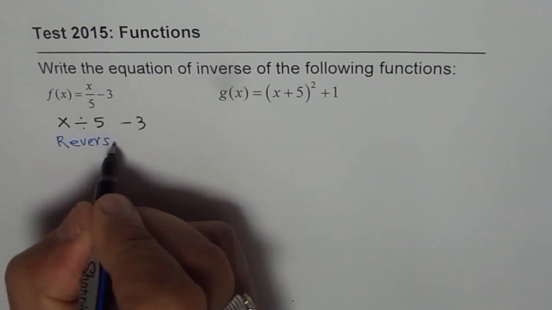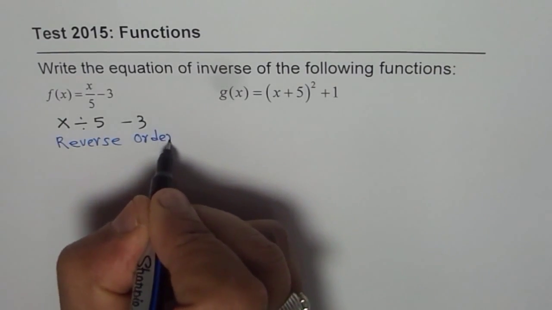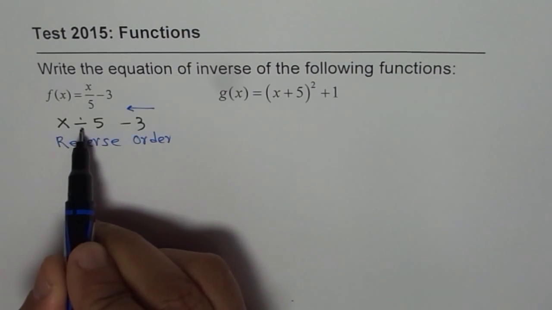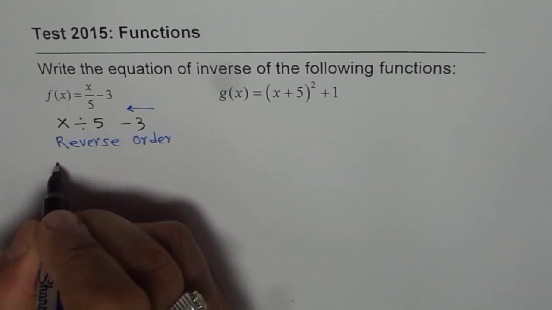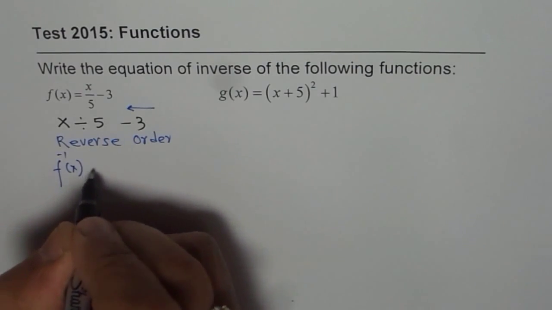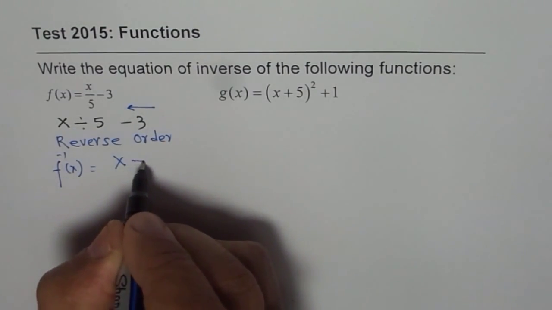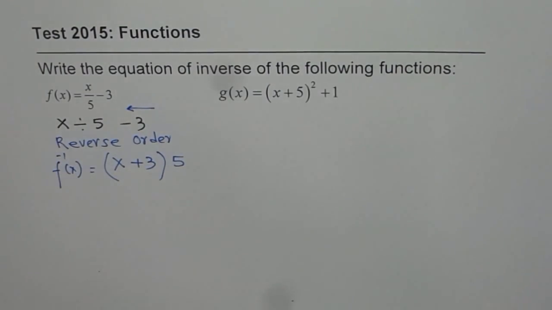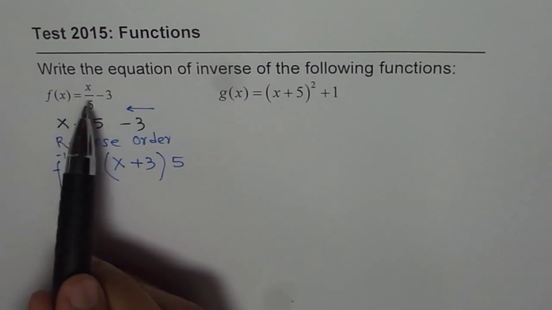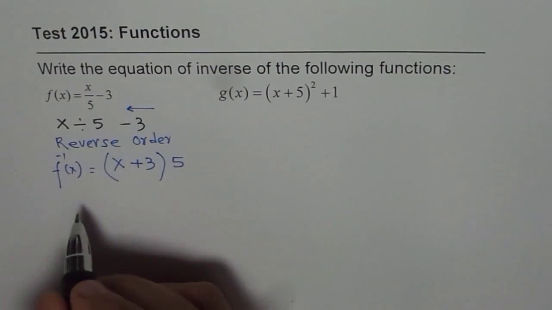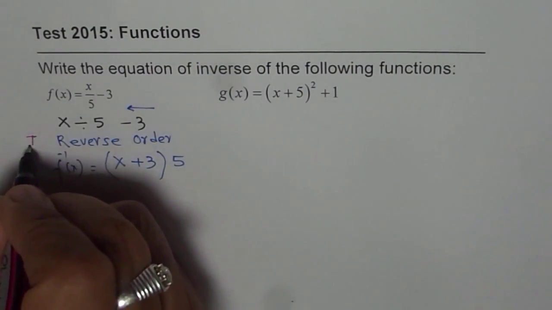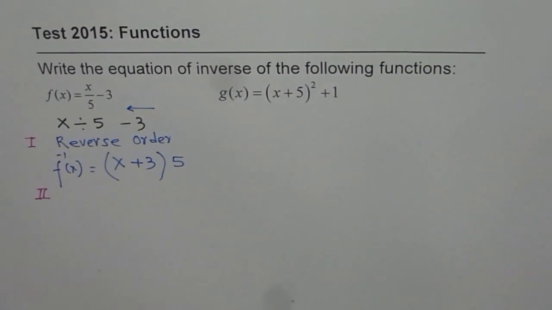So what is the reverse order? From this side, reverse of minus will be plus and division will be multiplication, right? So reverse order will give us f inverse of x, which will be add 3, and then multiply by 5. So that should be your answer, right? So that is one way of doing it. The other standard way is we could always swap x and y and then solve for y, right? So let me show you an alternate way. So that is our method 1, reversing the order.